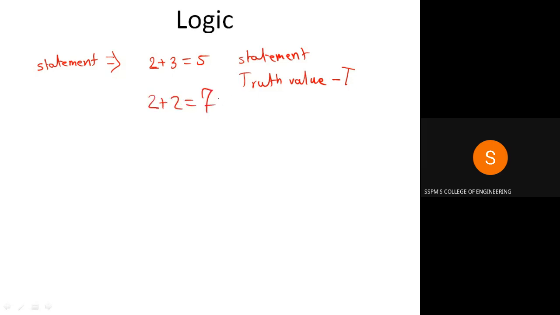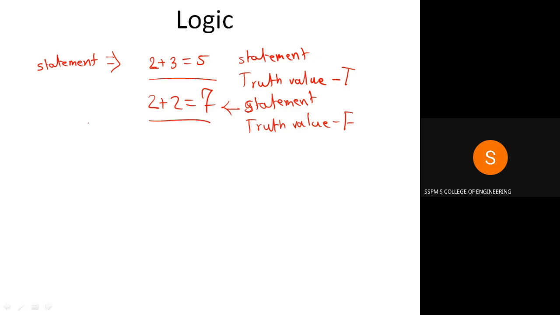You cannot say that this is not a statement. This is also a statement, but its truth value is false. This is false, but it's still a statement. So any sentence that has a confirmed value, whether it may be true or may be false, such a sentence is called a statement.